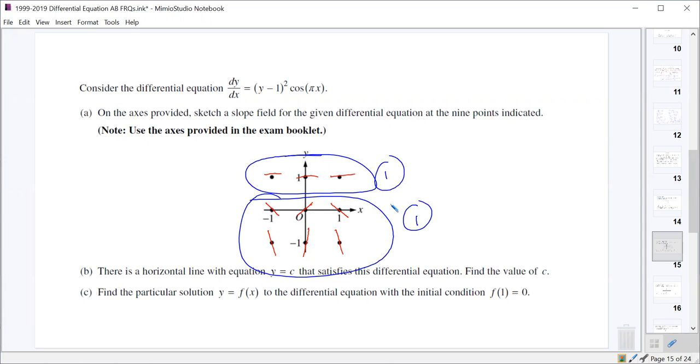And it says there's a horizontal line with equation y equals c that satisfies this differential equation. Find the value of c. Well, what's c? C ought to be 1. Should be able to just see that, right? The line y equals 1 is a solution to this differential equation, right? Just that horizontal line. So that was worth 1 point. Then for part D, that means there was 6 points for solving the separable differential equation.